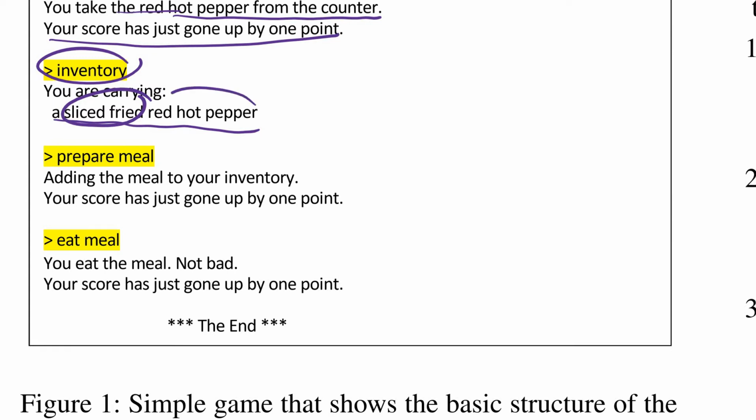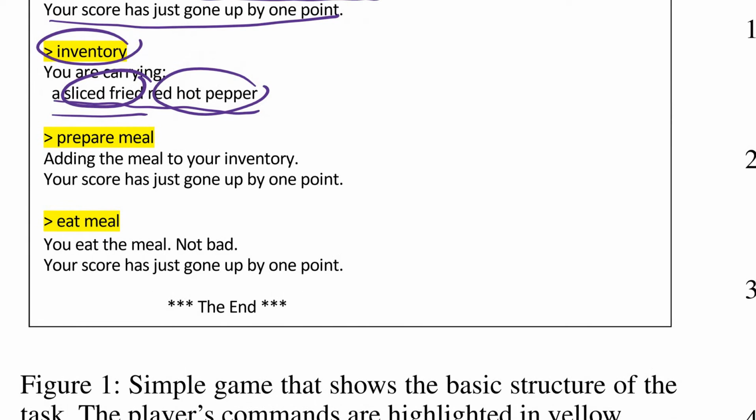So the ingredient is the red hot pepper and the state is sliced and fried. And then you can prepare meal, and then you can eat meal, and then it says your score has just gone up by 1 point, and these are the scores you collect. So there are a lot of difficulties that are actually not shown in this example.